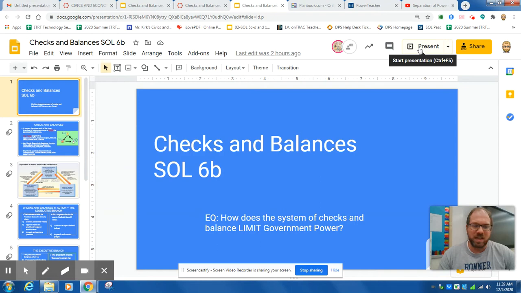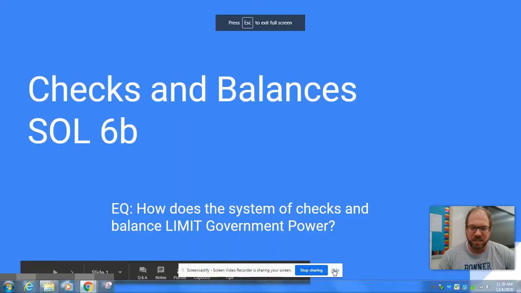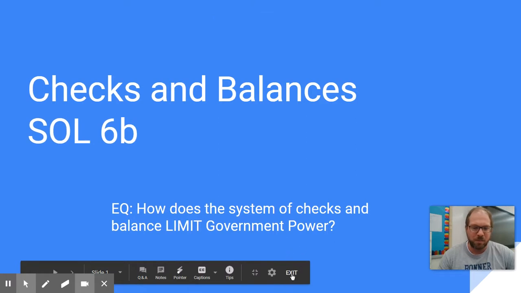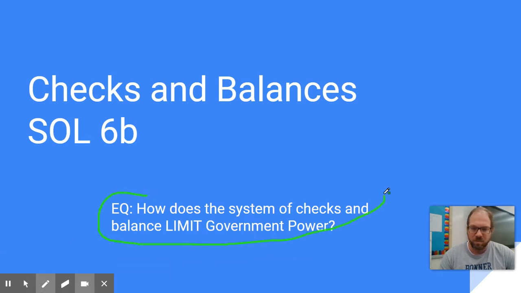Today, we're going to be looking at checks and balances specifically, and how checks and balances helps to limit the power of the other branches. All right. Let's go over our essential question first. How does the system of checks and balances limit government power? This is an example of the fundamental principle of limited government, which comes from SOL 2D. So let's move on.